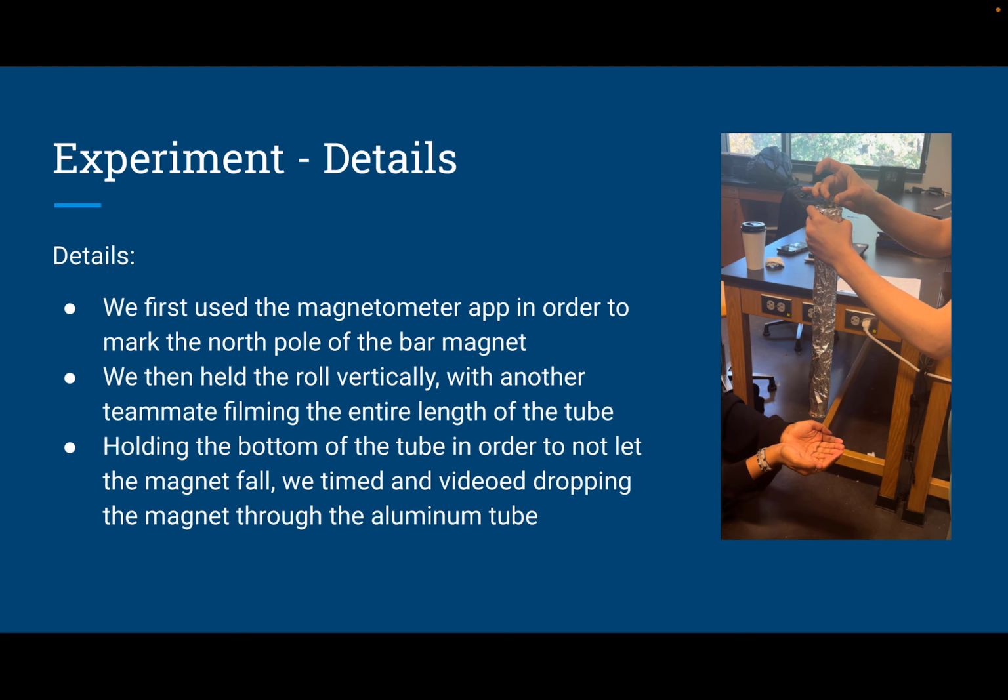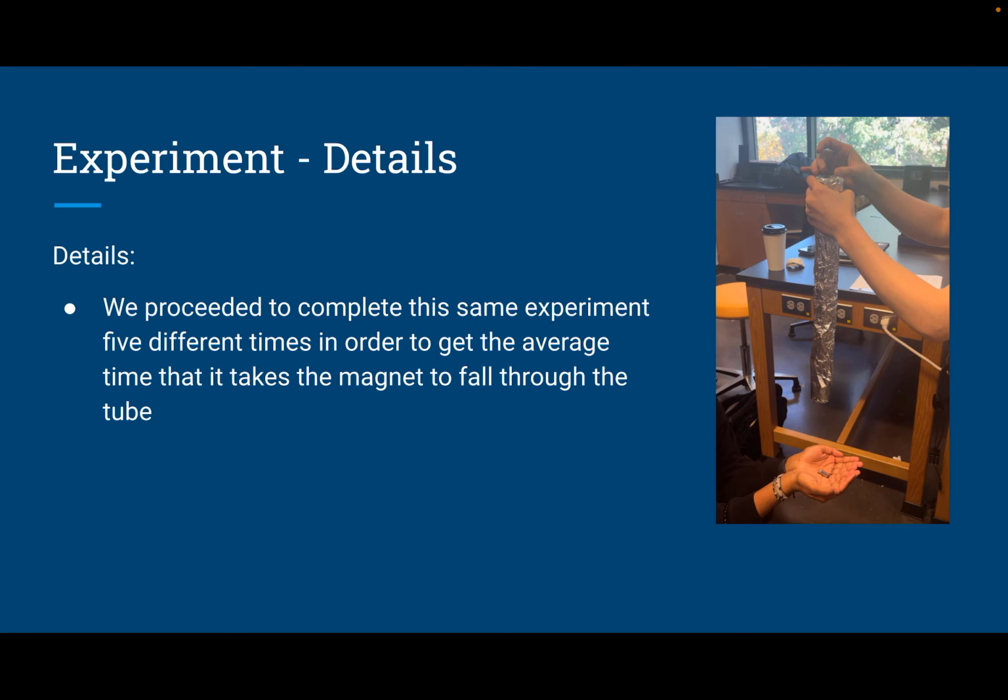We first used the magnetometer app in order to mark the north pole of the bar magnet, and then held the roll vertically with another teammate filming the entire length of the tube. We then held the bottom of the tube in order to not let the magnet fall, timing and videoing dropping the magnet through the aluminum foil roll, as seen there. Here is the after, where we caught the magnet, and then we proceeded to complete this same experiment 5 different times in order to get an average time it takes the magnet to fall through the tube.